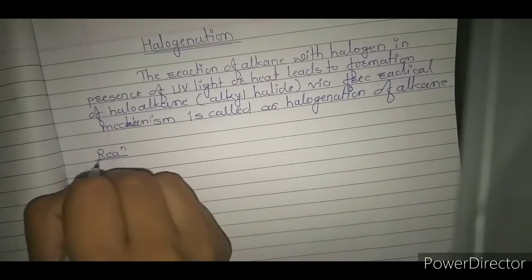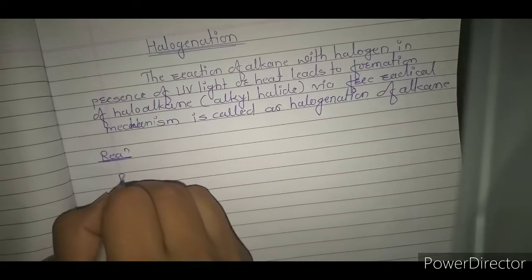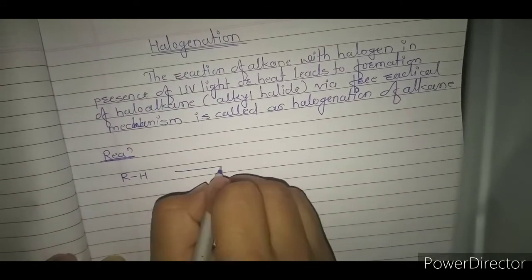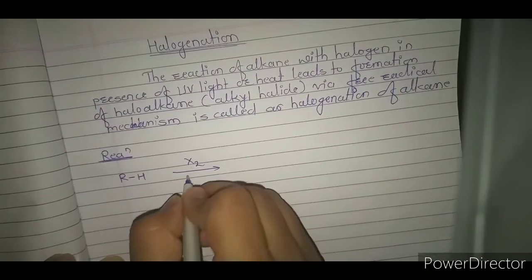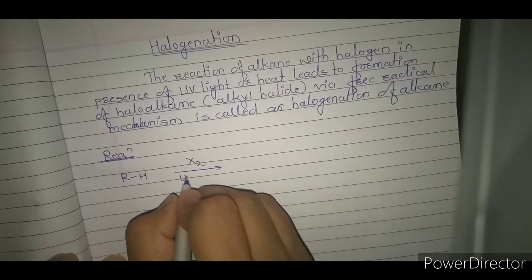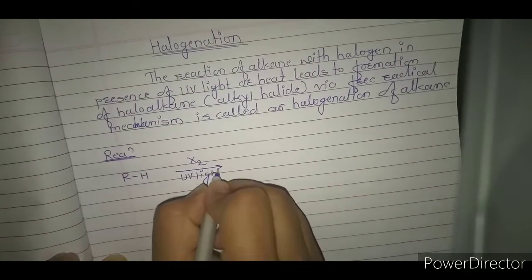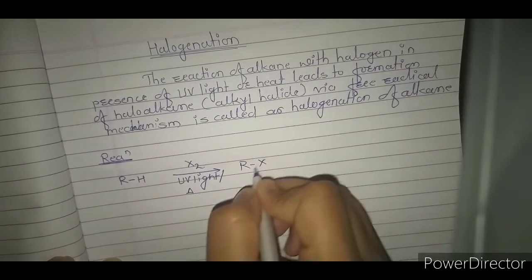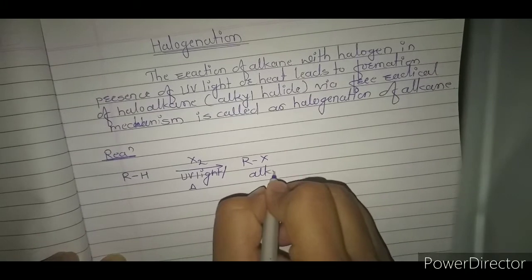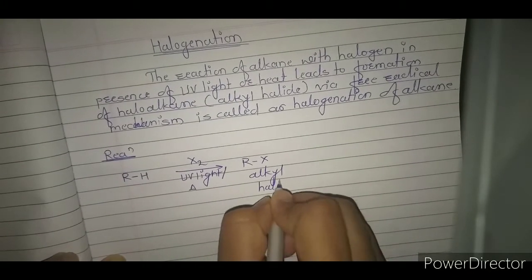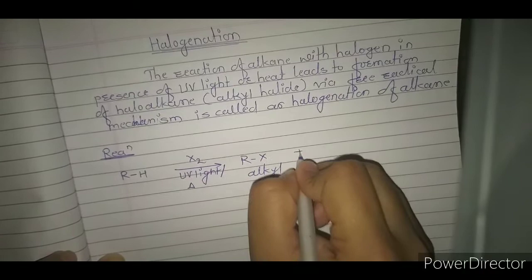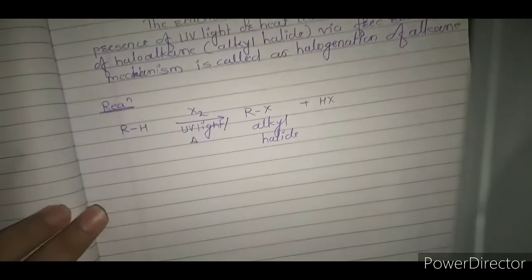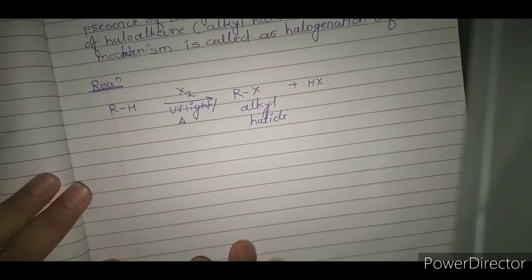Okay, take any alkane. This is your alkane. It is your halide, UV light or heat, it forms RX, means alkyl halide. So this is your general reaction. Take any example of this.